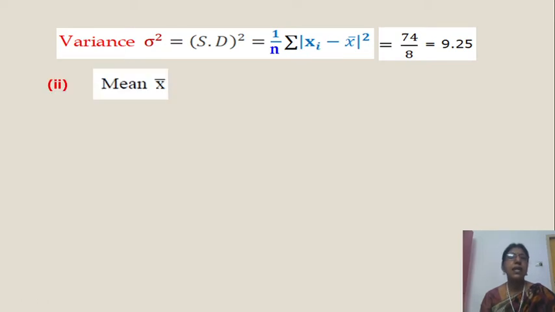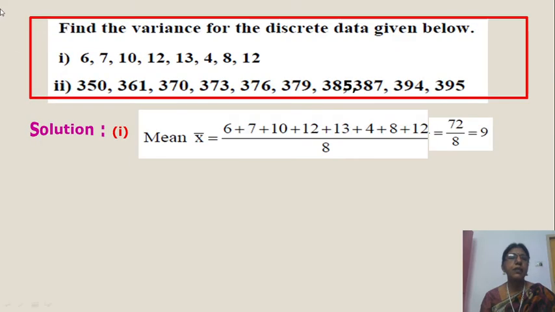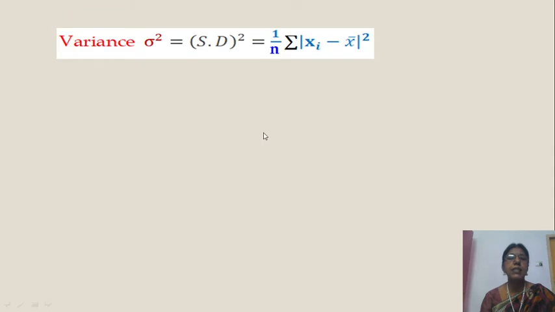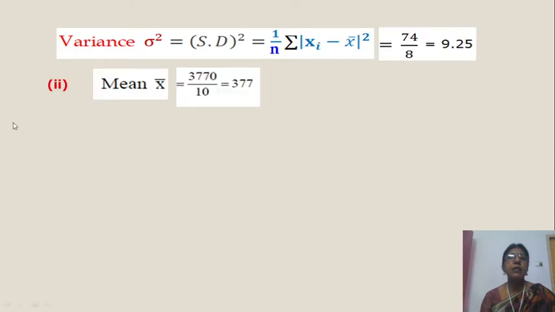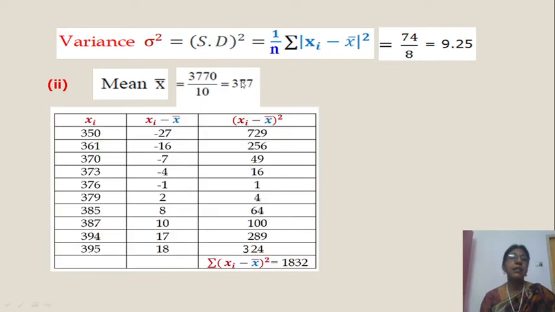Now we see the second problem. What is the second problem? This one. These are xi values. How many values are there? 1, 2, 3, 4, 5, 6, 7, 8, 9, 10 values are there. So what is x bar? X bar is sum of these values by 10. What you get here in the second problem? Sum of the values, 3770 by 10. We get 377.